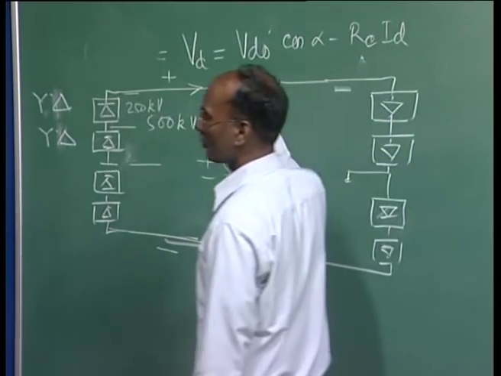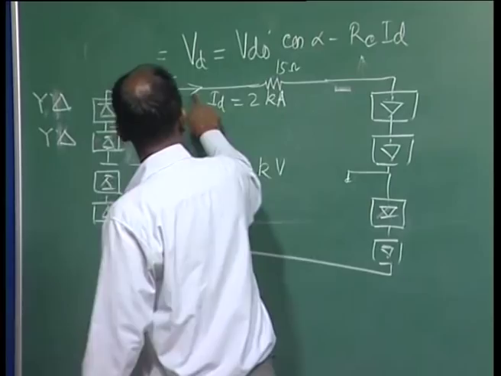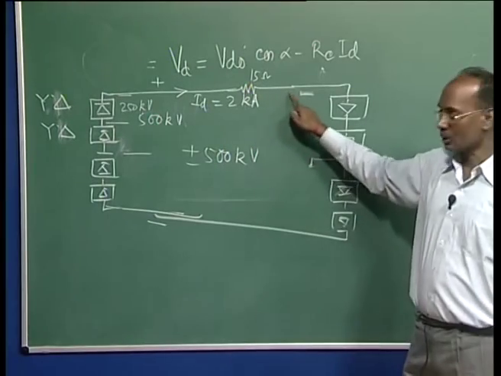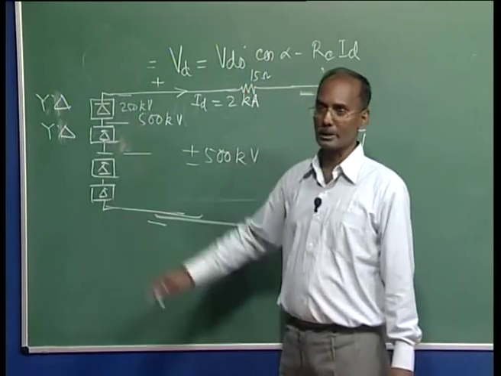This resistance is given to you, it is said to be 15 ohm per pole, means this is the resistance of the line, because the total resistance in the circuit will be this plus this for the line, and this will be the commutating resistance extra.